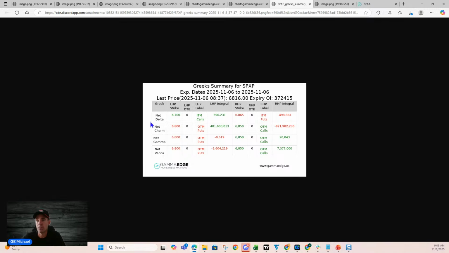Net charm, as long as we're above 6,800, those out of the money puts will continue to be supportive, and then 68.50 to the upside. So I think those are our key levels today.